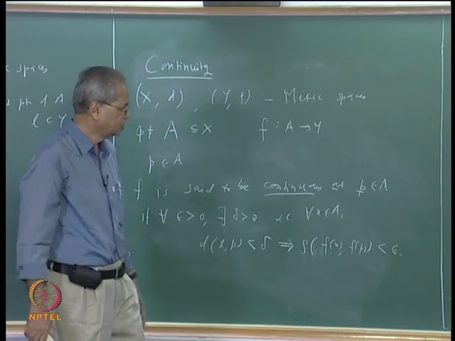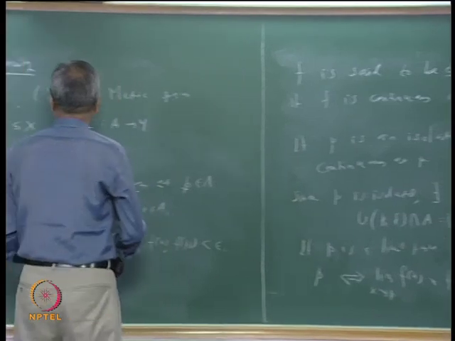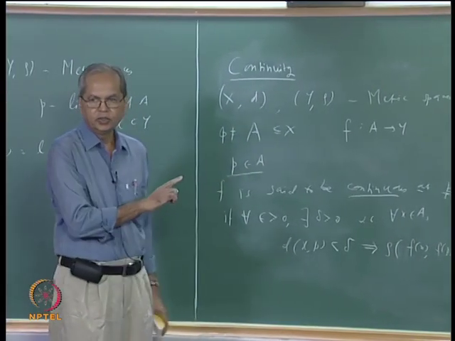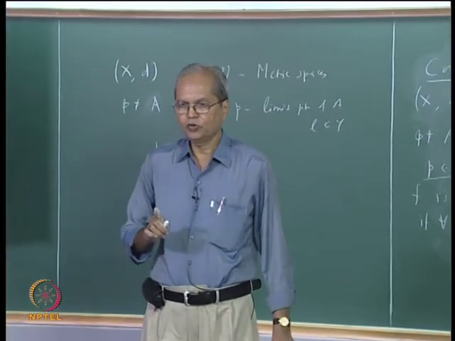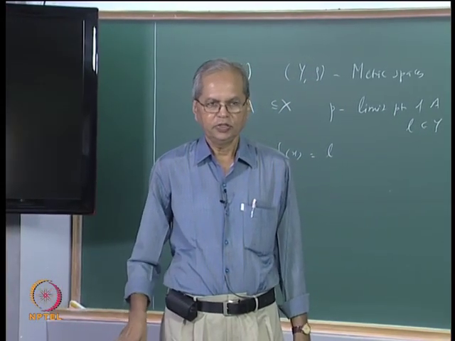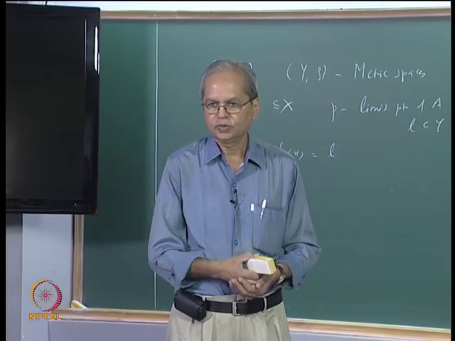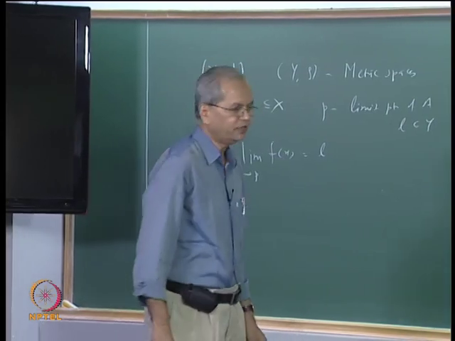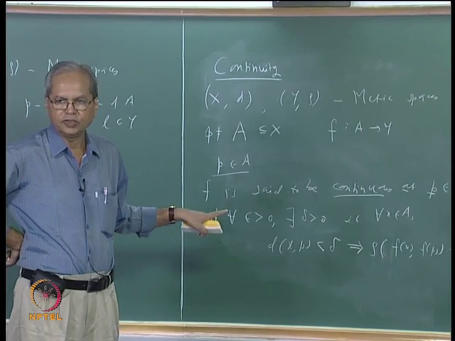All right, so let us again take the summary. In order to talk about continuity, p must belong to A. Once p belongs to A, p can be either an isolated point of A or a limit point of A. There is no third possibility. If p is an isolated point of A, f is always continuous there. If p is a limit point of A, then the limit of f(x) as x tends to p must be the same as f(p). That is the requirement for continuity.